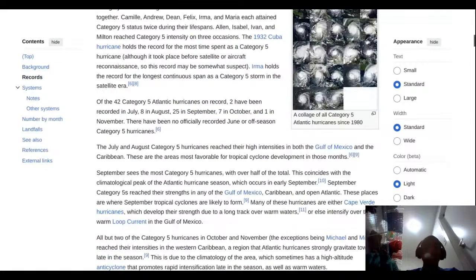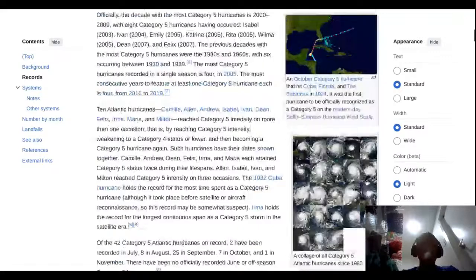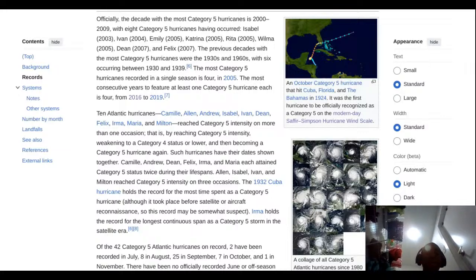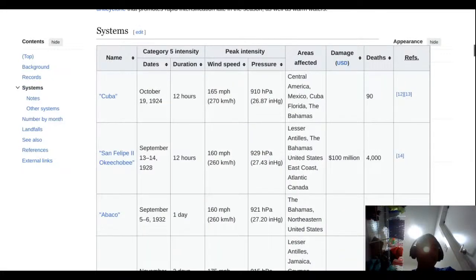So let's see what we are looking at. Here are 10 Atlantic hurricanes: Camille, Allen, Andrew, Isabel, Ivan, Dean, Felix, Irma, Maria, Milton. All these hurricanes reached Category 5 strength.